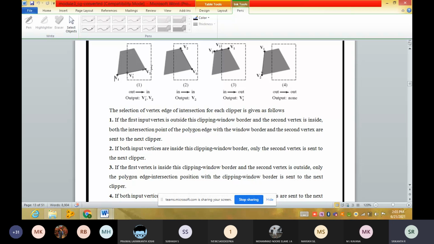And there is one more case, guys. In the second case, it is in and in. So we are going to save the destination vertex, not the initial vertex.